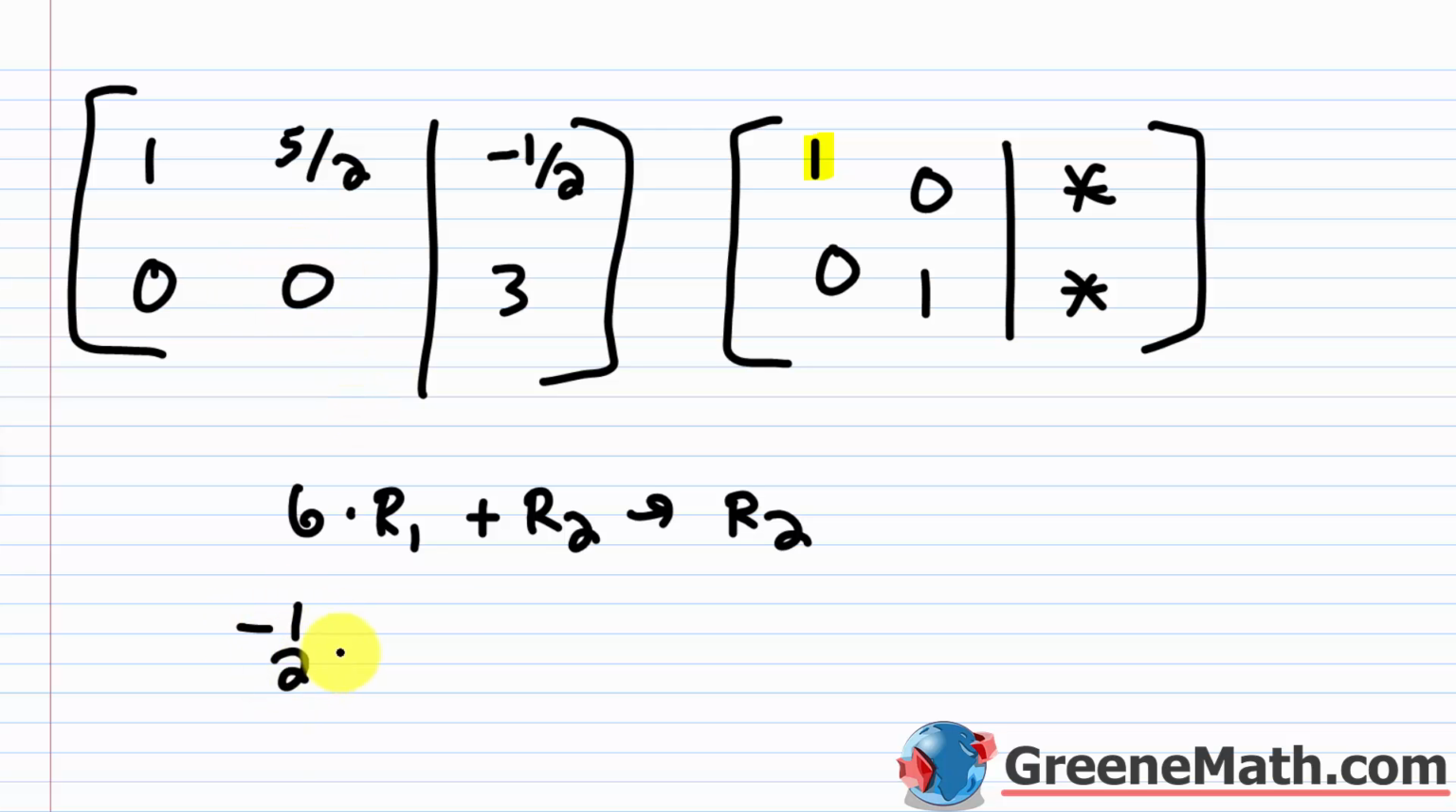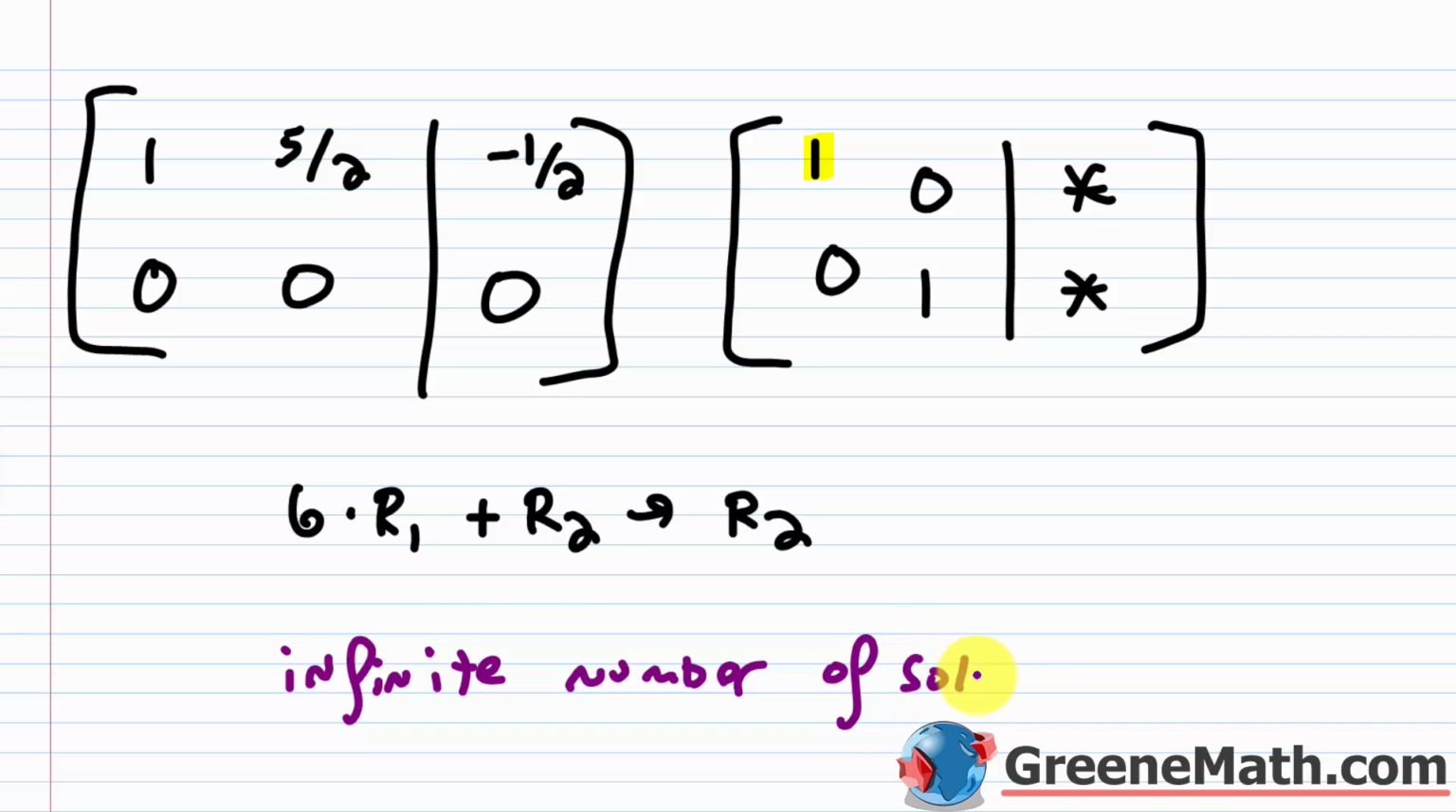Negative 1 half times 6. The 6 cancels with the 2 and gives me 3. Negative 1 times 3 would be negative 3. So I would have negative 3 plus 3, which is 0. So again, I'm going to end up with 0 equals 0, which is always true. So that's how I know I have an infinite number of solutions. So let's just write that out. We have an infinite number of solutions.